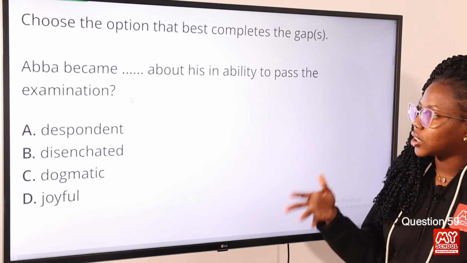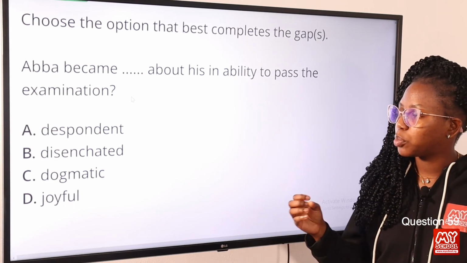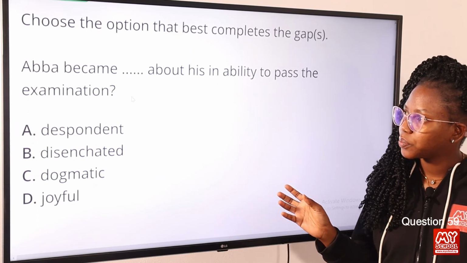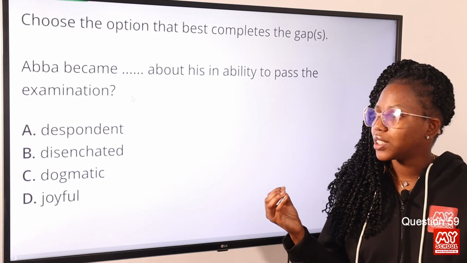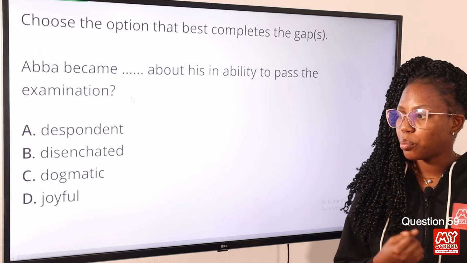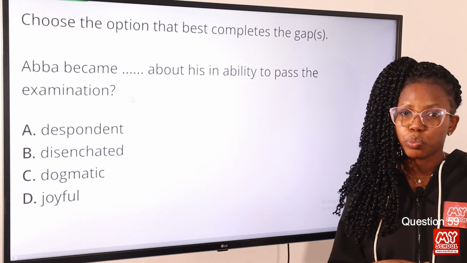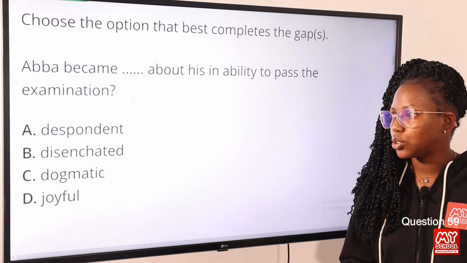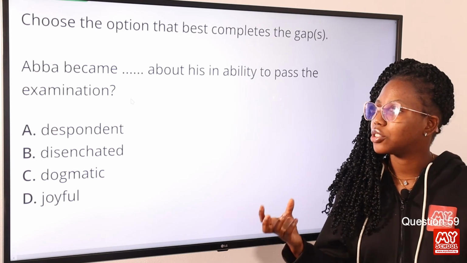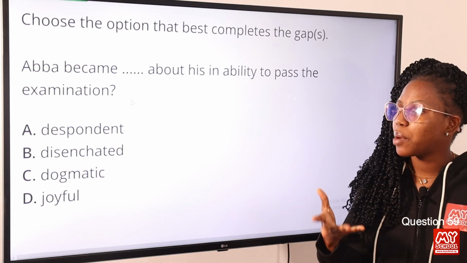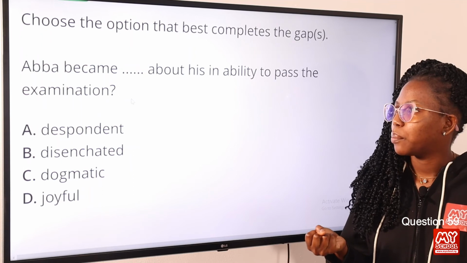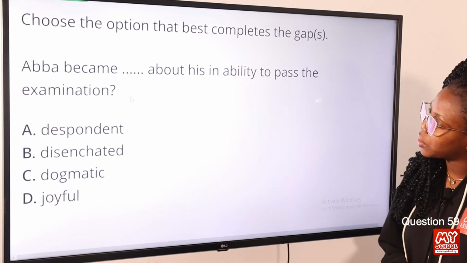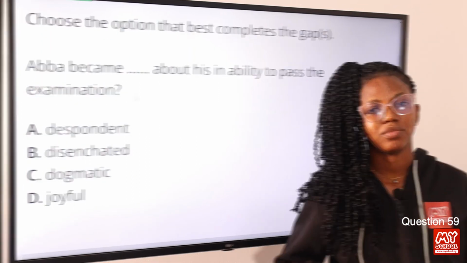When we look at the context of this question, we see that despondent fits in appropriately. But disenchanted means to be disappointed, and dogmatic means to be opinionated. And so therefore option A is the correct answer to this question. So we can say Abba became despondent about his inability to pass the examination.